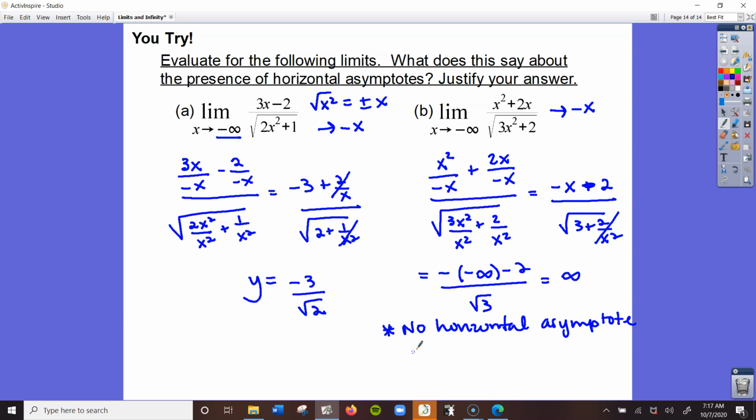So there is no horizontal asymptote because the limit as x is approaching negative infinity of x squared plus 2x over the square root of 3x squared plus 2 is equal to infinity. And that's it. Those are your limits at infinity and infinite limits.